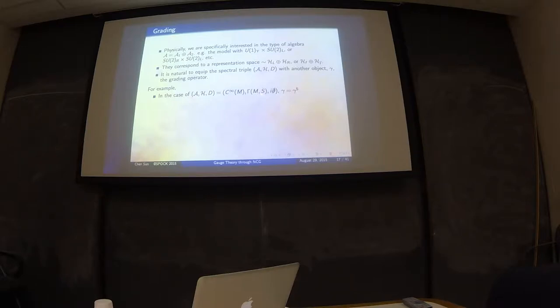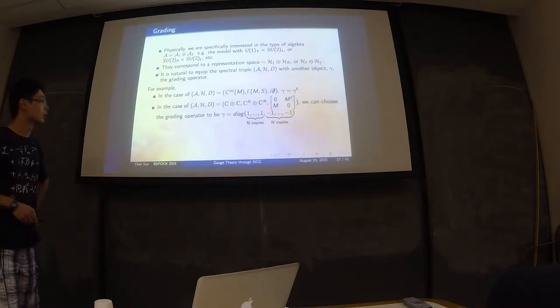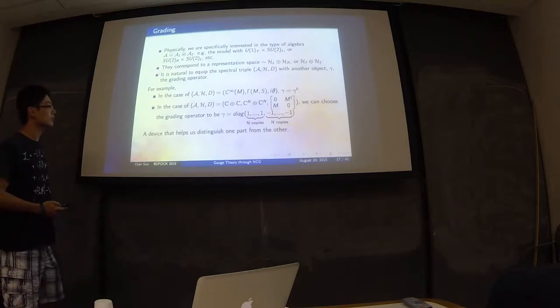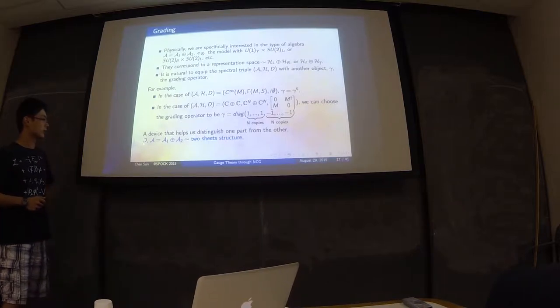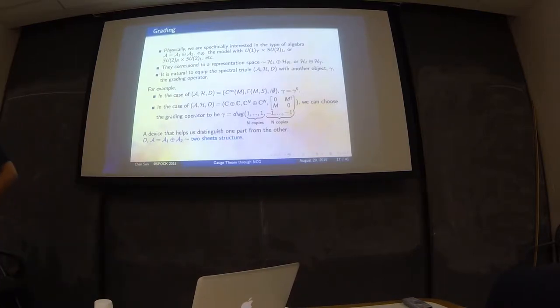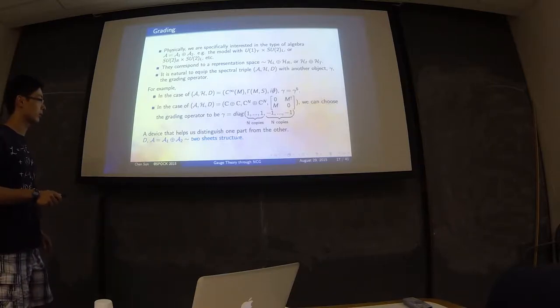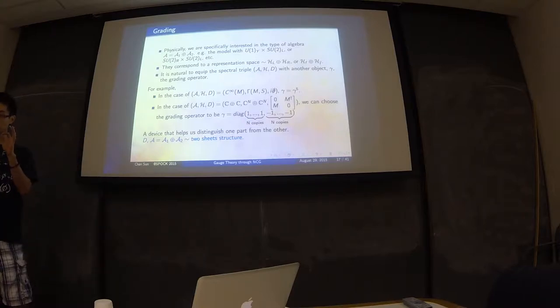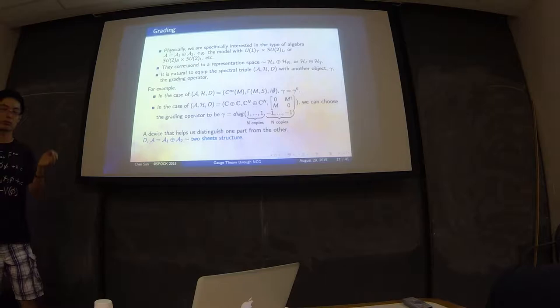So for example, in this case, we have a gamma, which is the chirality operator. Actually, this is something to help us distinguish one part from the other. And in the other case, we can define this grading as 1 for the upper part of the representation and minus 1 for the lower part. So together with this Dirac operator and this grading, which helps us distinguish one from the other, we have a two-part structure. For example, in this two-point case, we have one point, and the other is different.